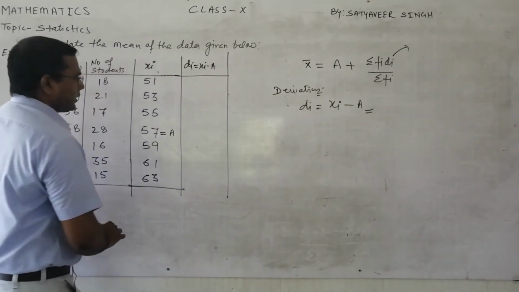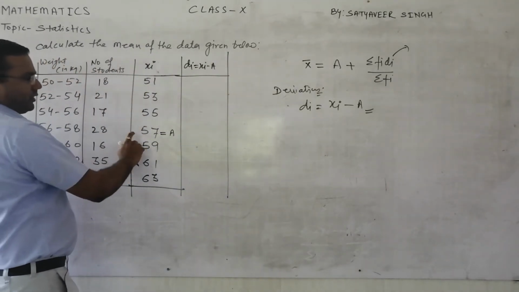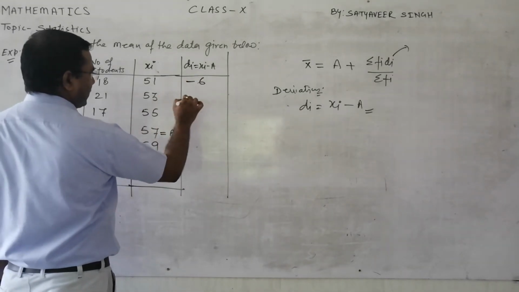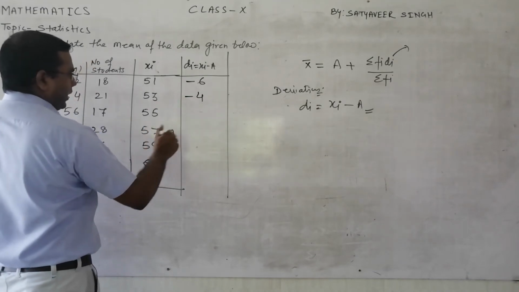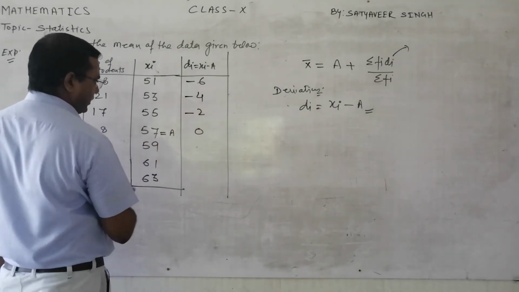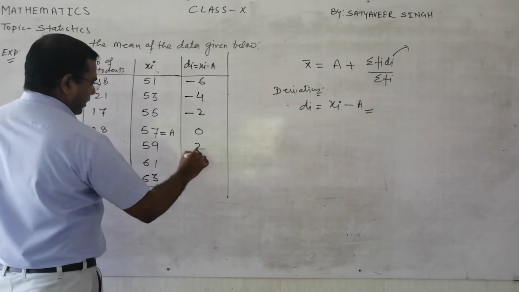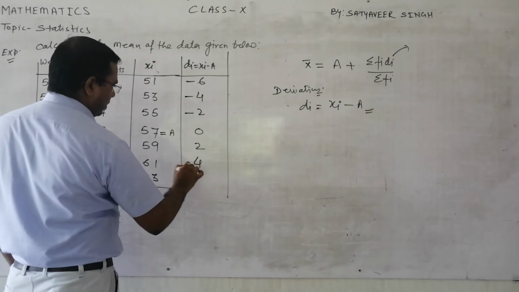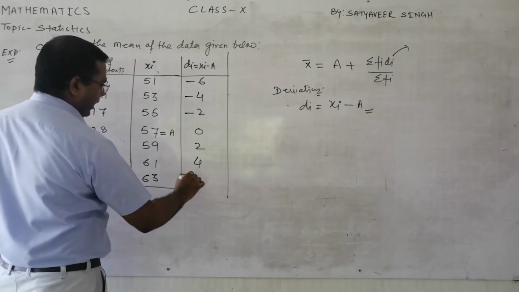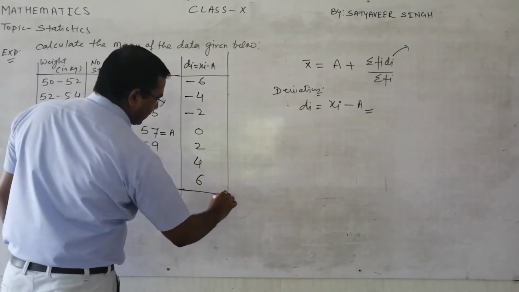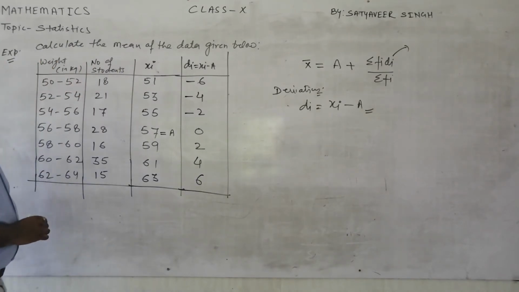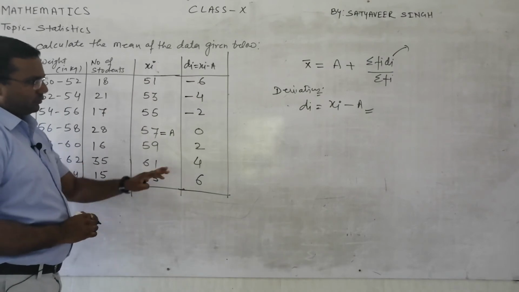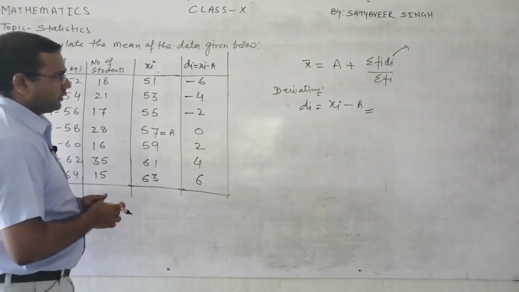And you can calculate this quickly. 51 minus 57 you will do, here it is minus 6. 53 minus 57 is minus 4. Here it is minus 2. Here it is 0. Here it is 2, then 4, and then again 6. So in this data, the same numbers are negative and positive, so if you add them up, you will definitely get 0.